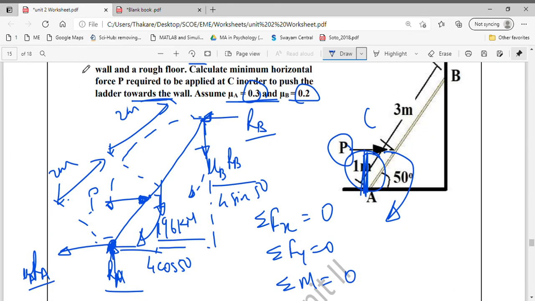The first step is to draw the free body diagram of the figure. Second step is to determine the direction of motion. Third step is to apply the frictional force opposite to the direction of motion. And fourth step is determining unknowns by using conditions of equilibrium. Thank you.